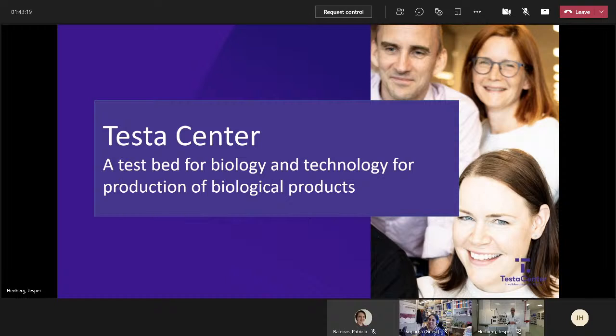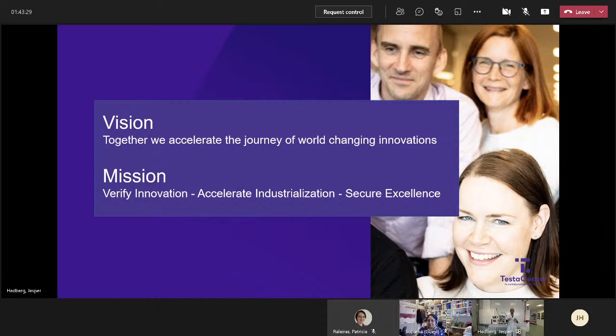Suparna has just described a project around biological innovation, where she made a scalable process here in Testa Center. Our vision is that together we accelerate the journey of world-changing innovations. Together with Paul and Patricia, together with the clients in Testa Center, and together with the experts here in Testa Center, we try to give the best service to clients.